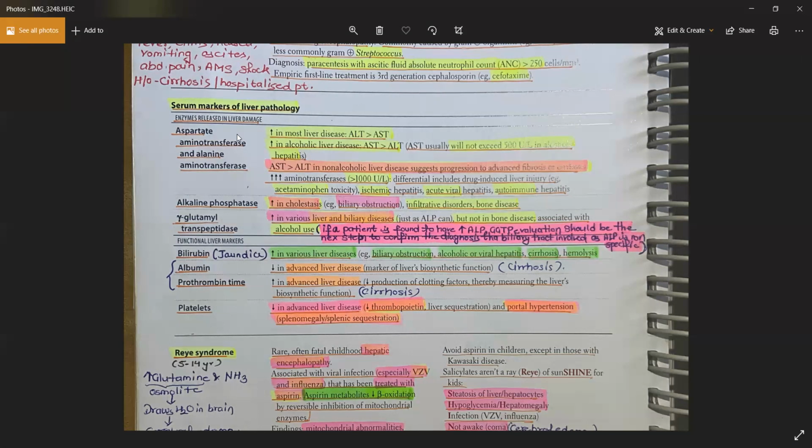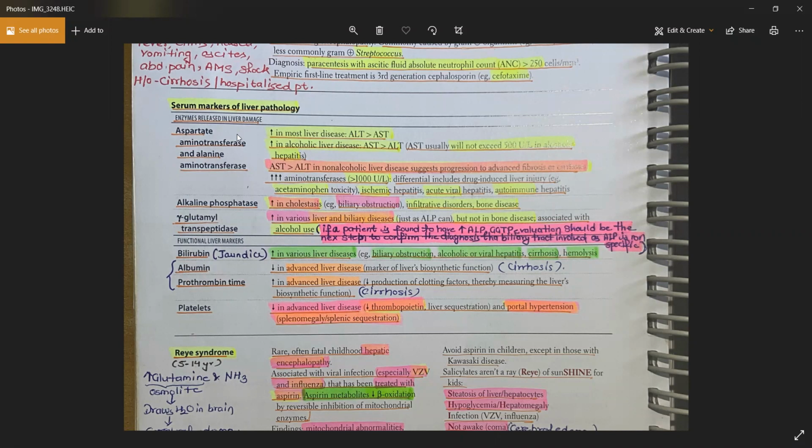Now the markers of liver function. These markers will tell you how much damage is occurring. The markers we have studied earlier just tell you that the liver is being damaged. They won't tell you how much damage there is, or how much the disease has progressed. But the functional markers will tell you how much liver dysfunction there is. The first marker is bilirubin. You will have a high bilirubin level in various liver diseases, like biliary obstruction, hepatitis, cirrhosis, and hemolysis, right?